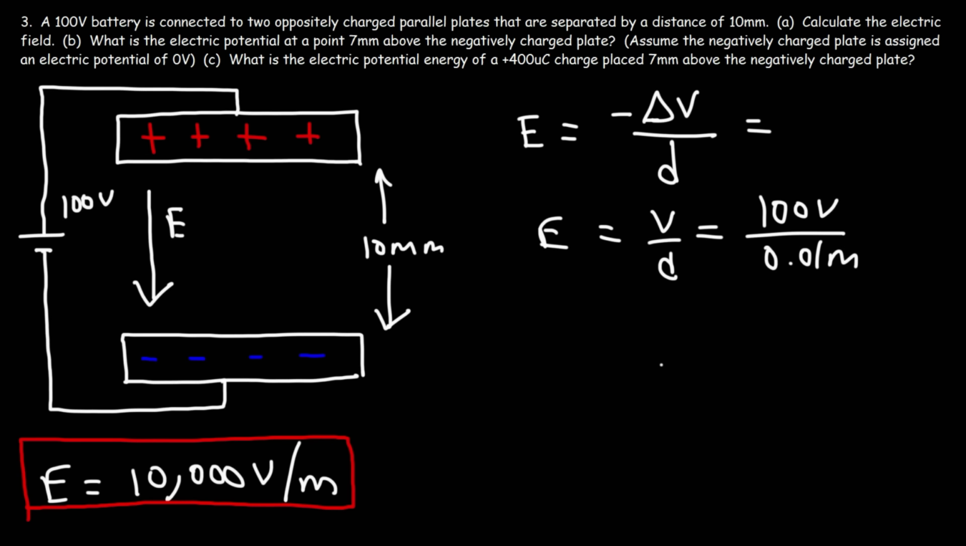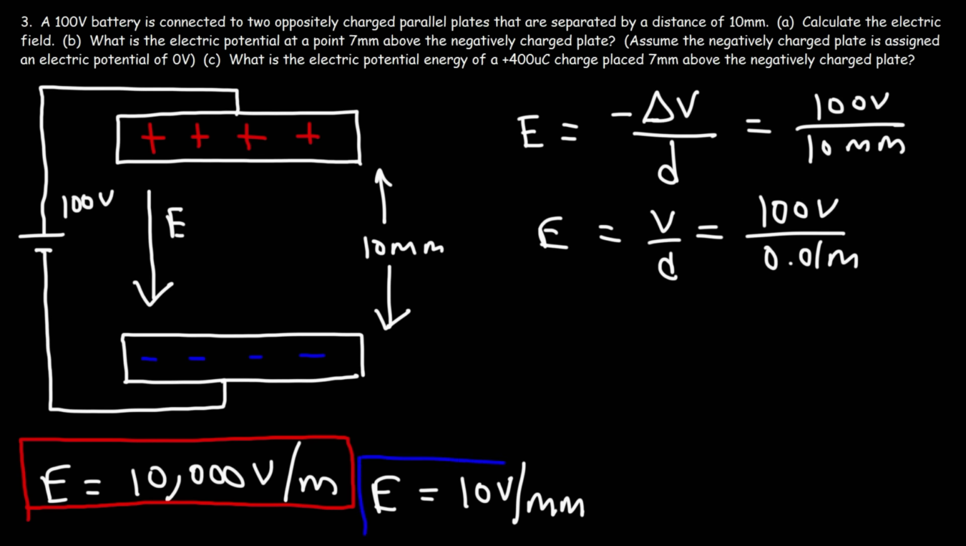Now if we want to get it in volts per millimeter, we could have done this. We could have done 100 volts divided by 10 millimeters. And we could say that the electric field is 100 divided by 10, which is 10. So it's 10 volts per millimeter. So if we move by a distance of 1 millimeter between these parallel plates, the electric potential will change by 10 volts.